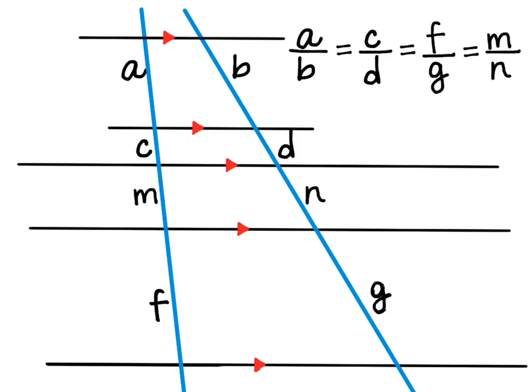The fact remains that the pieces that the parallels cut the transversal into, these pieces, A and B and C and D and M and F and G, they're all proportional.